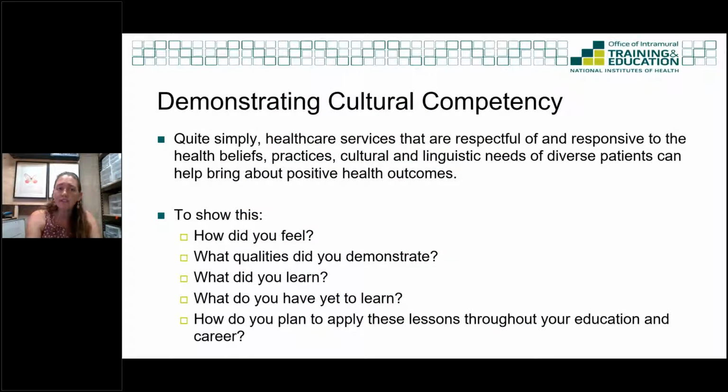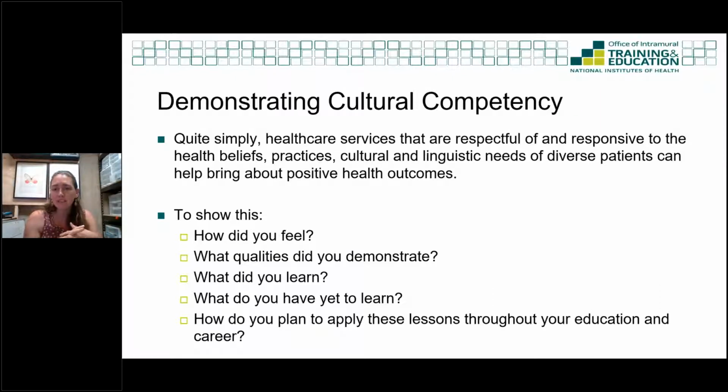One of the things they're looking for is for you to demonstrate your cultural competency. This is something you'll be talking about a lot in medical school. What they mean is that healthcare services need to be respectful of and responsive to the health beliefs, practices, and cultural and linguistic needs of diverse patients. These can all lead to positive health outcomes for patients. So they want you to show that you've had some experience demonstrating these qualities. To show this, think of experiences you've had and how you felt in those opportunities. Were you in a hospital? Were you in a free clinic?